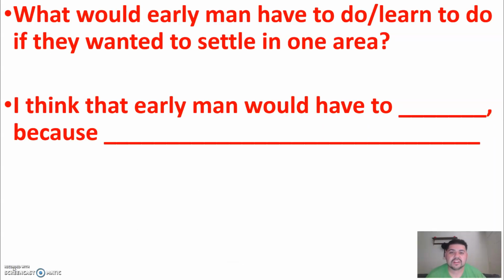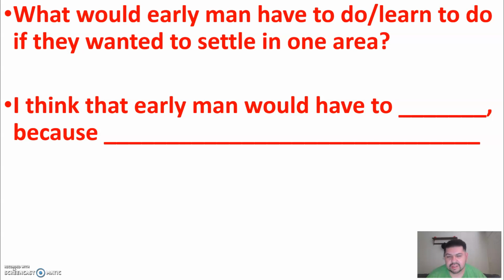All right, so here is your first warm-up question. What would early man have to do or learn to do if he wanted to settle? Now remember, we talked about this, that nomads chase the food. So if early man wanted to settle in one area, what would it take? What would they have to do or learn to do?